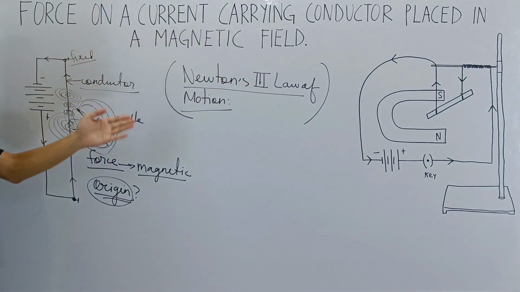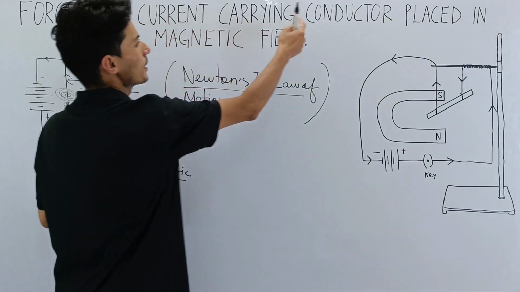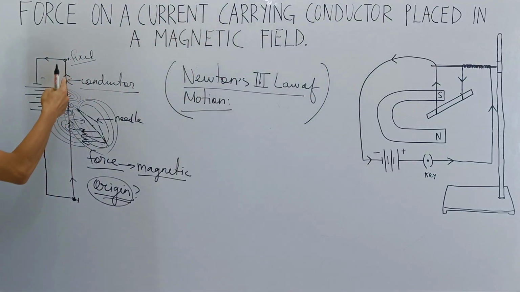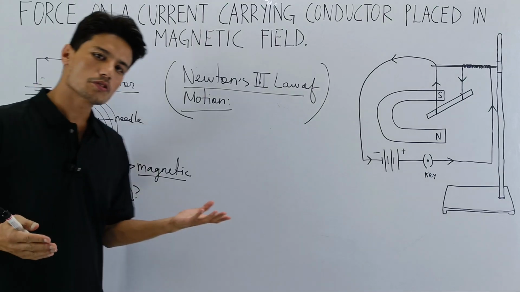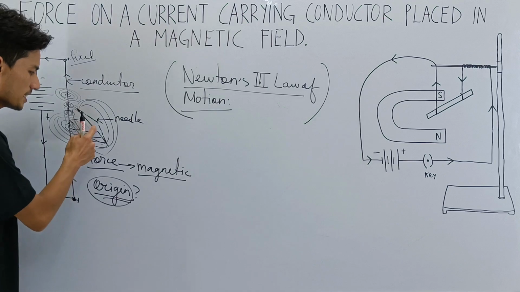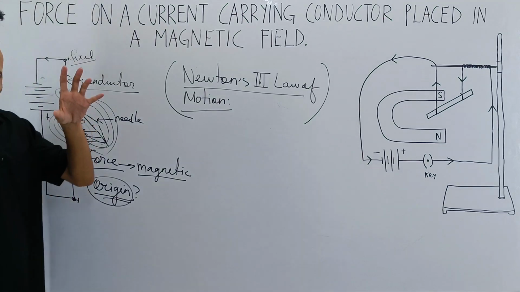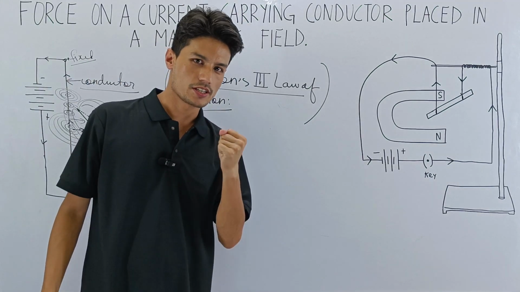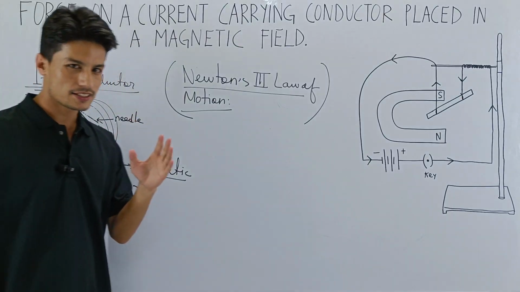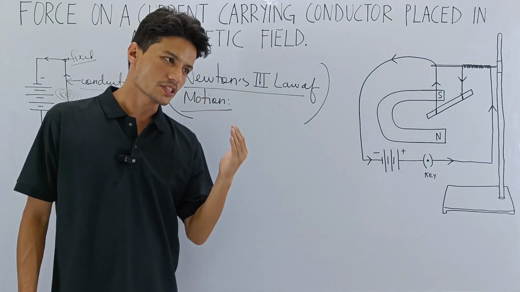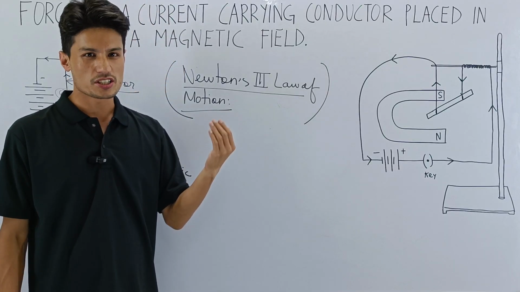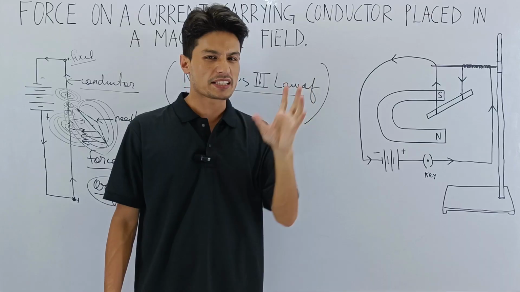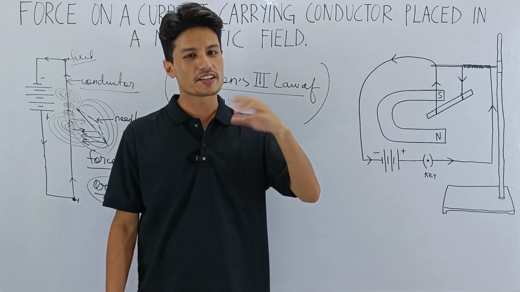Look at the topic, my dear students. Force on a current carrying conductor. We are going to exert a force on a current carrying conductor. Who is going to exert a force on the current carrying conductor? This magnet. The magnet is about to take a revenge. In Oersted's experiment, it was the magnet that experienced a force. So this is a revenge. Now the magnet will take a revenge on the current carrying conductor.